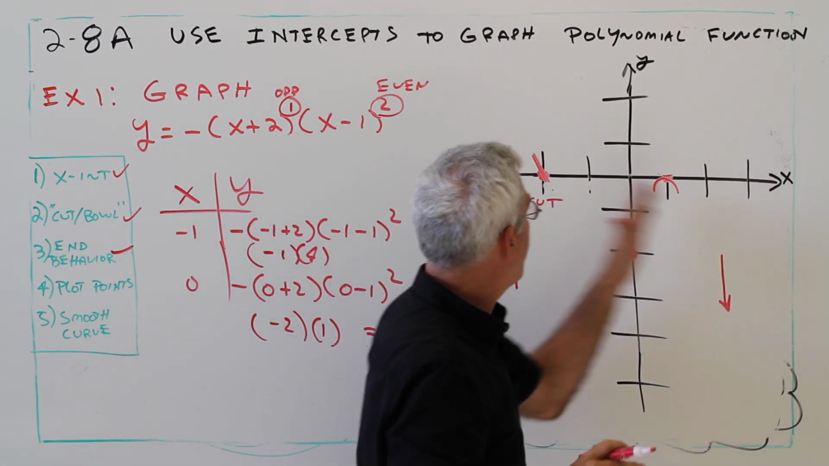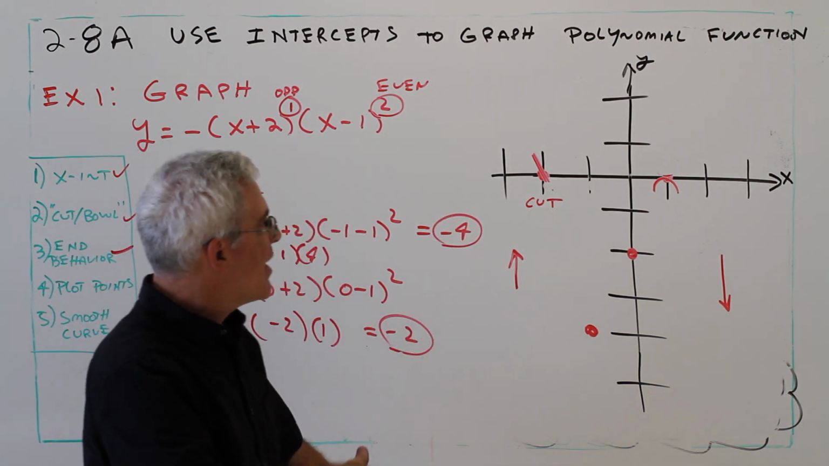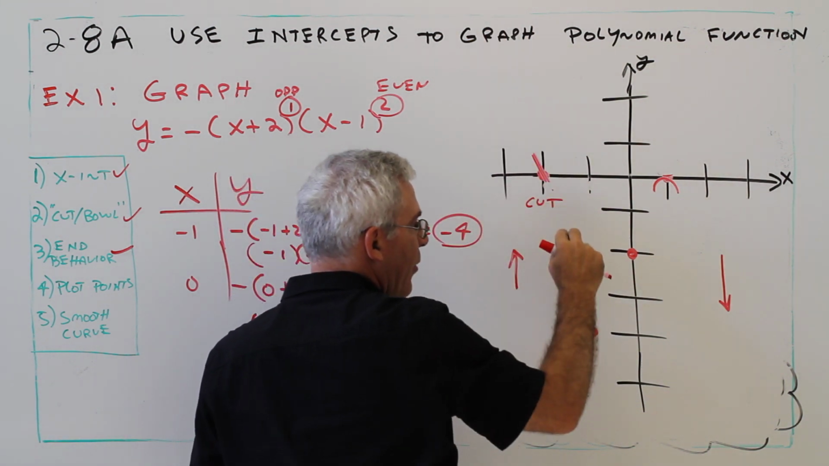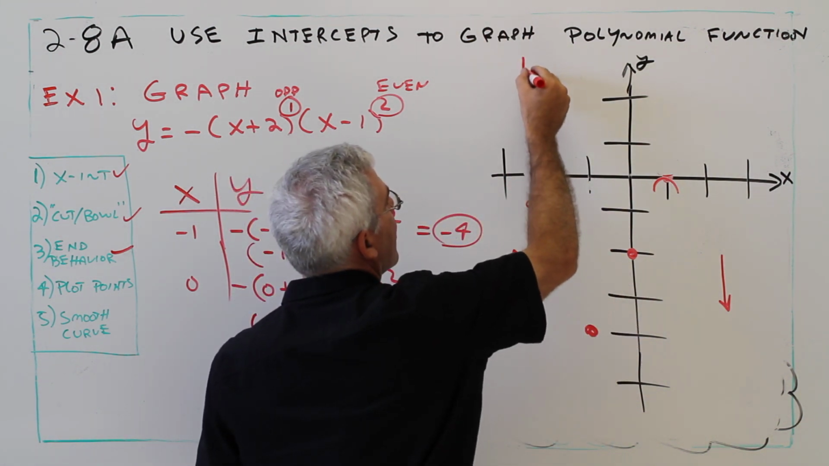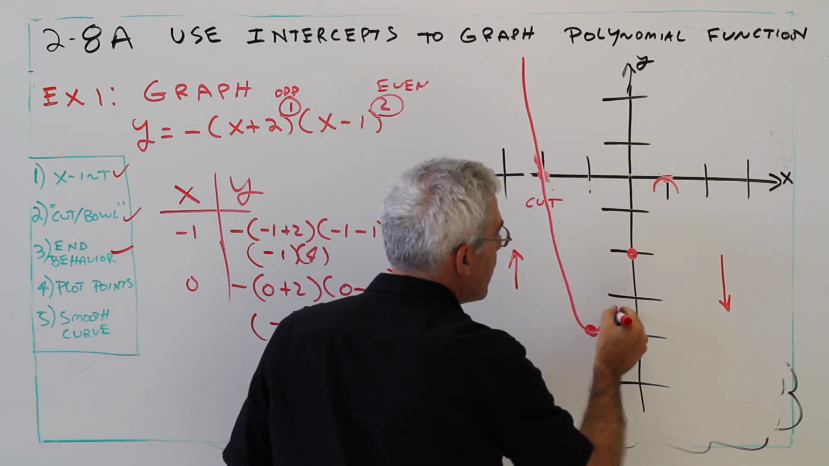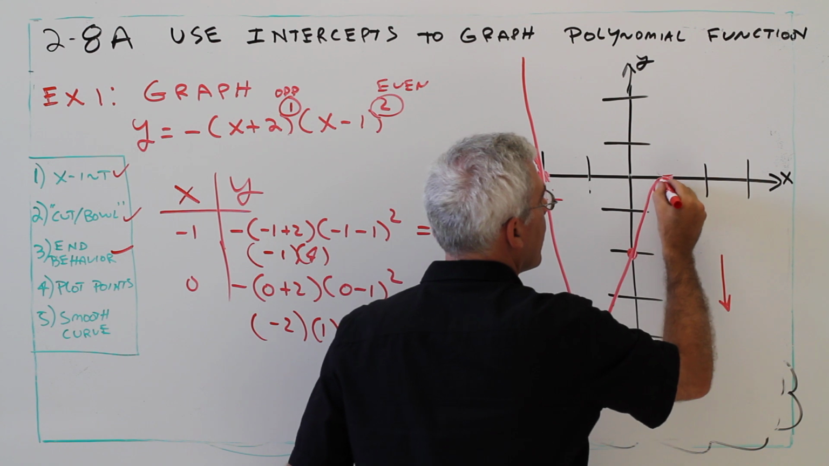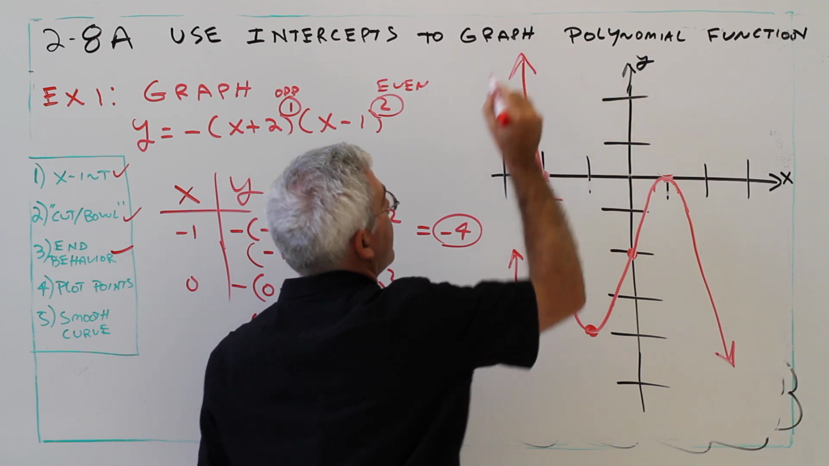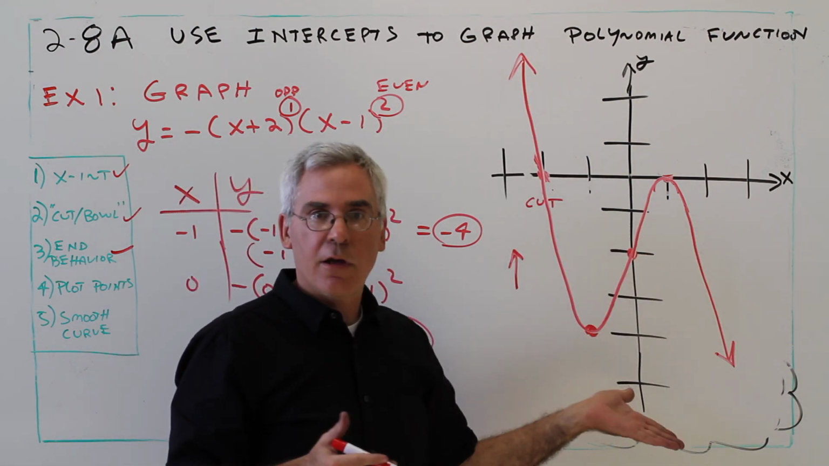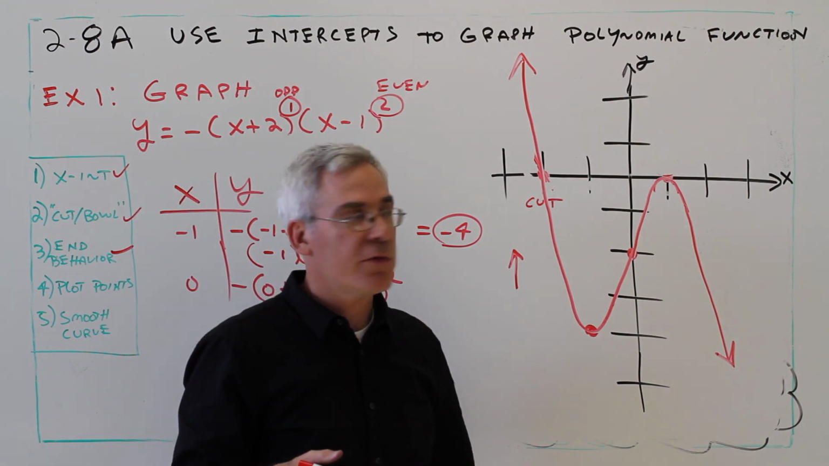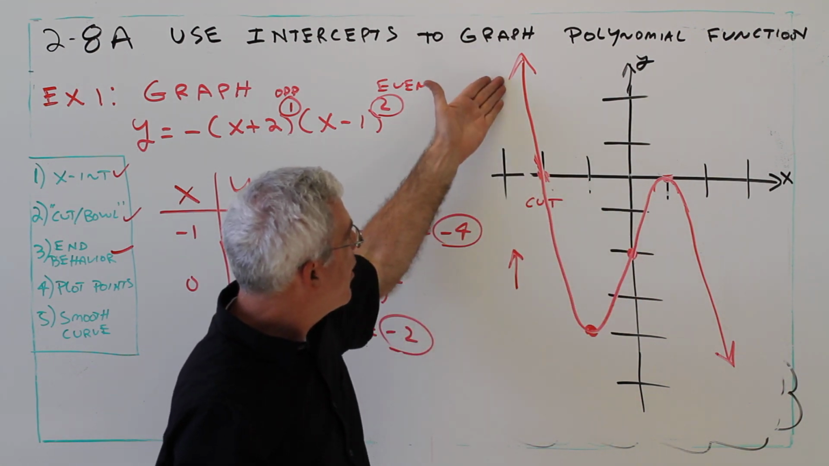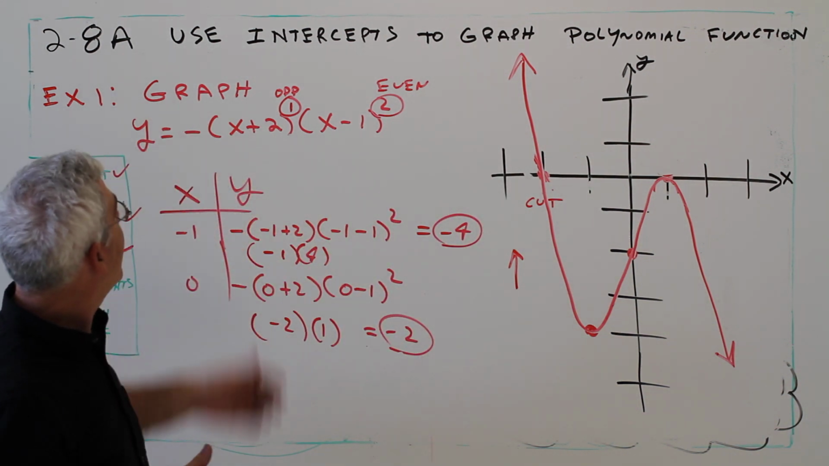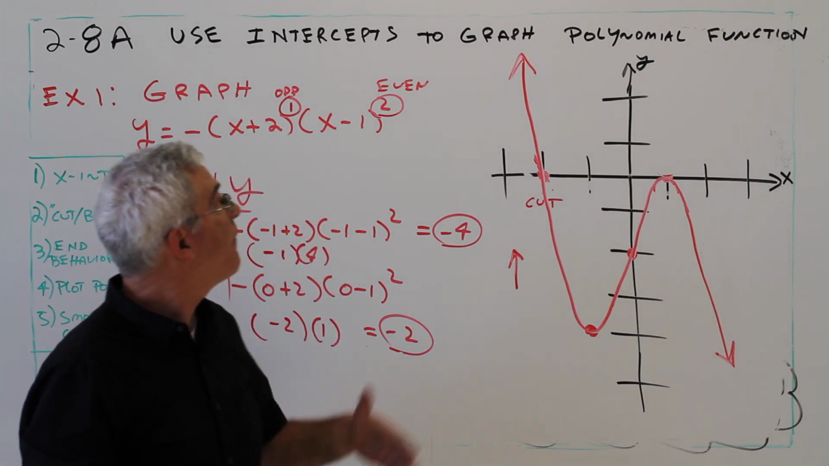I don't need to worry about plotting points out of here. The end behavior will help me out there. Now I just put it all together as best I can. So going up forever, cutting through, going through those points. Bowling here. If you want more precision, you can graph more points, but this is good enough for our purposes. Again, make your graph be smooth, put arrows on it. It's like a roller coaster. So once again, how to use x-intercepts to graph a polynomial function.